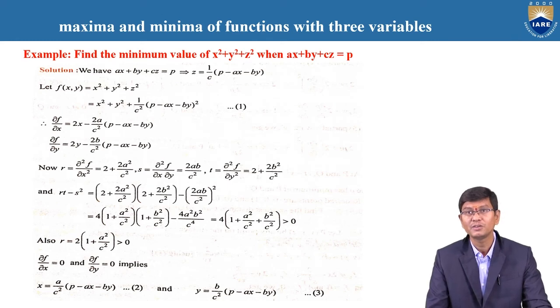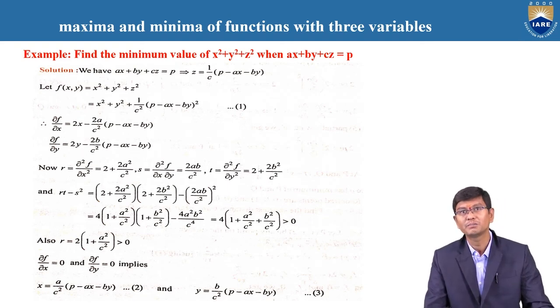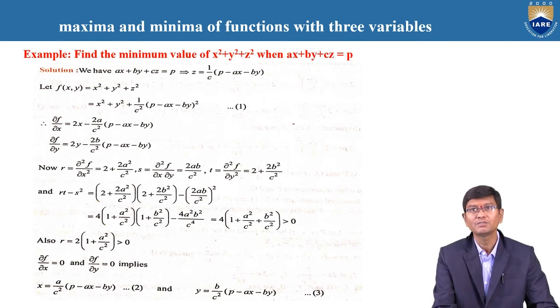Therefore, by observing this equation, the second equation clearly gives z in terms of x, y. Therefore, cz is equal to p minus ax minus by. Therefore, z is equal to 1 by c into p minus ax minus by. That is, from the second equation we obtain the z value.